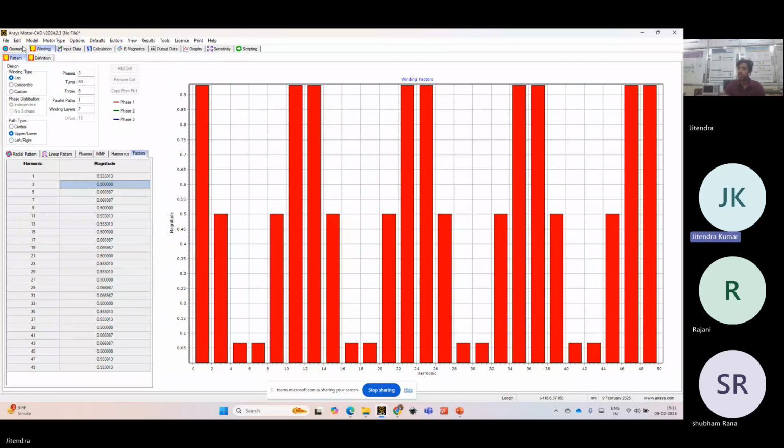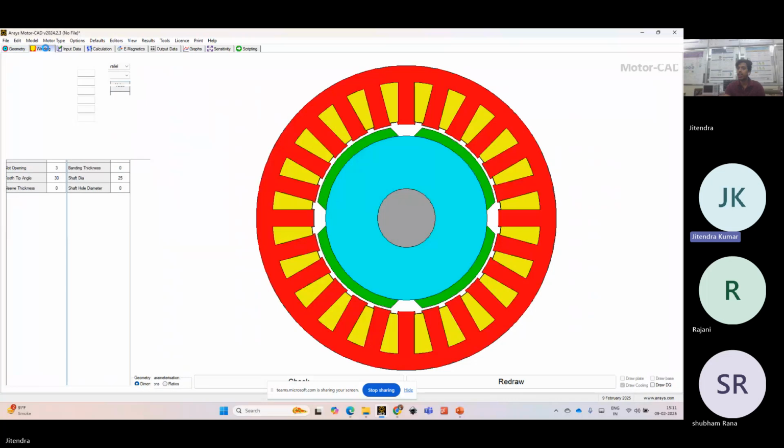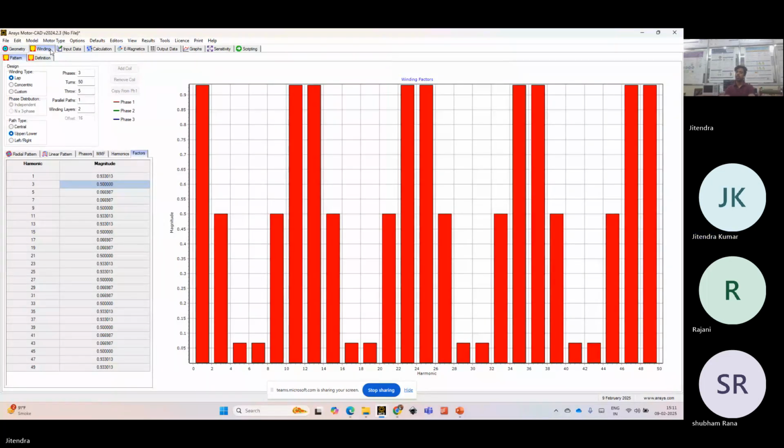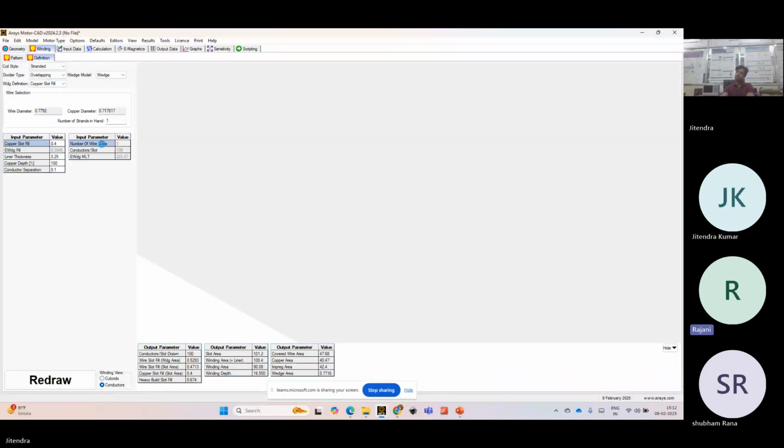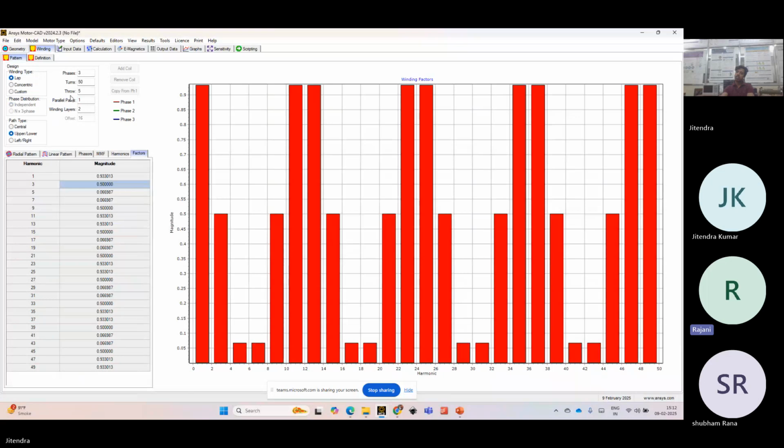Any doubt from this, any winding arrangement or something? I have a small question about harmonics, sir. Harmonics means unwanted frequency components, so how to reduce them?